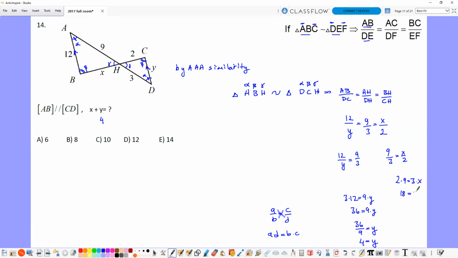18 is equal to 3X. 18 divided by 3 is going to be equal to X. 6 is going to be equal to X. So here the X value is equal to 6, and 6 plus 4, because the question is asking the sum of them, is 10.